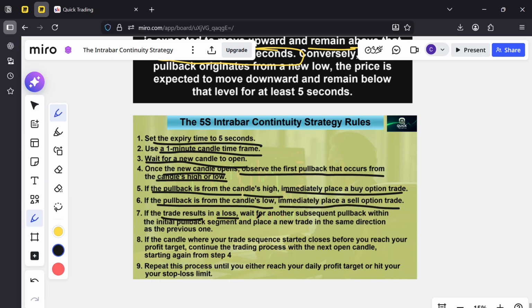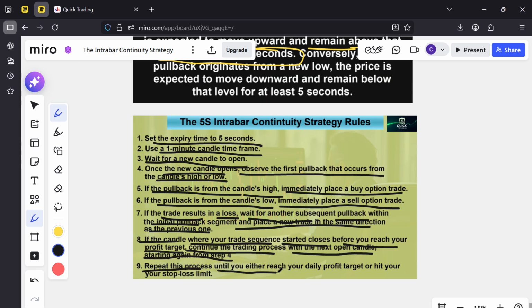If the trade results in a loss, wait for another pullback within the pullback segment and place a new trade in that same direction as the previous one. If the candle where your trade sequence started closes before you reach your profit target, continue the trading process with the next open candle, starting again from step 4. Repeat this process until you either reach your daily profit target or hit your stop loss.